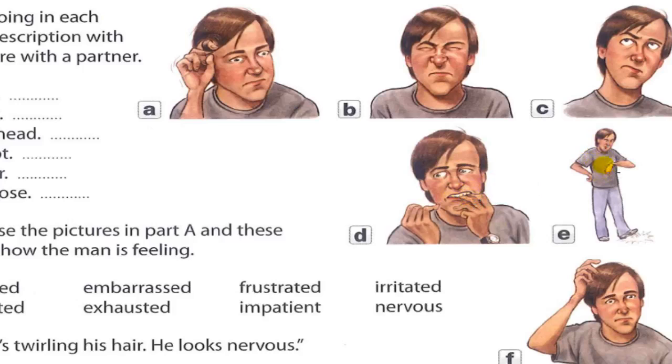This is number E. What's he doing in picture number E? He's tapping his foot. It means that he's impatient, he's nervous. He looks at the time. He looks at his watch. So he's nervous, he's impatient.